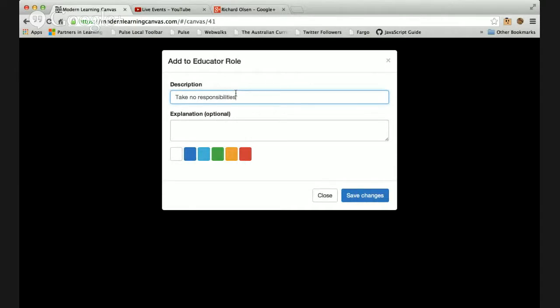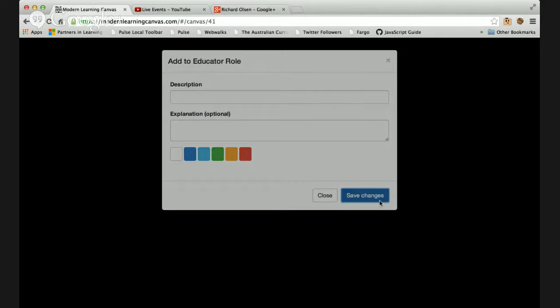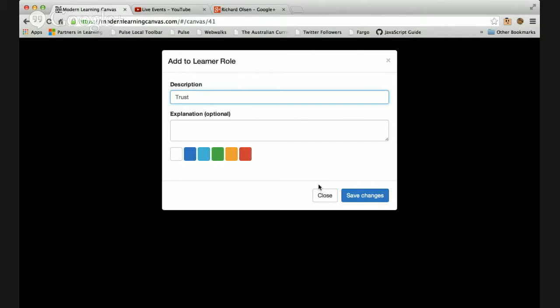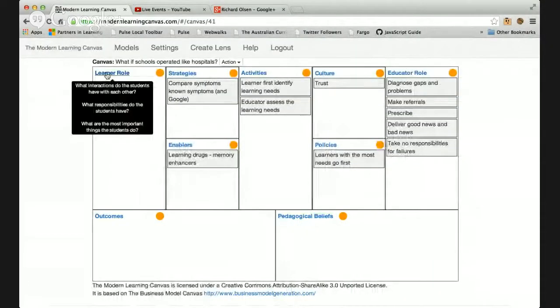Do they have any roles and responsibilities in this system? What would they have? The learners. They need to have a bit of trust, I suppose. Yeah, true. They need to get themselves to the hospital. You know what? I might put trust in culture. Yeah. Is that all right? I might put trust in culture, but I like it.